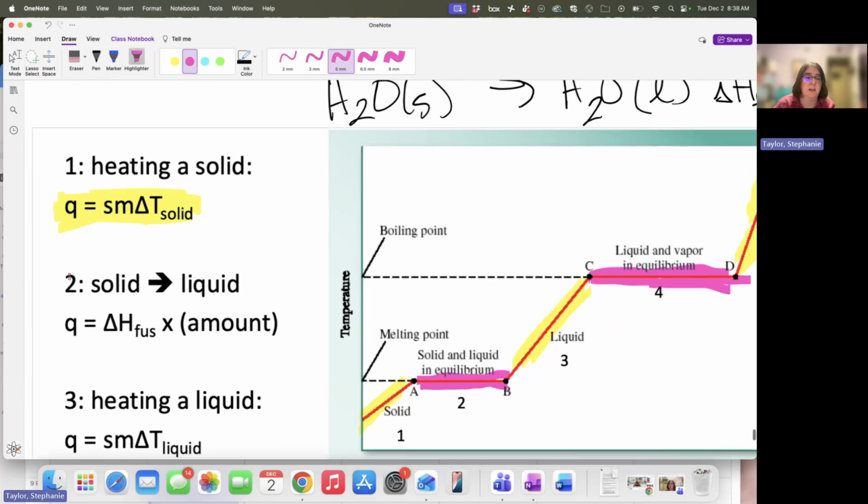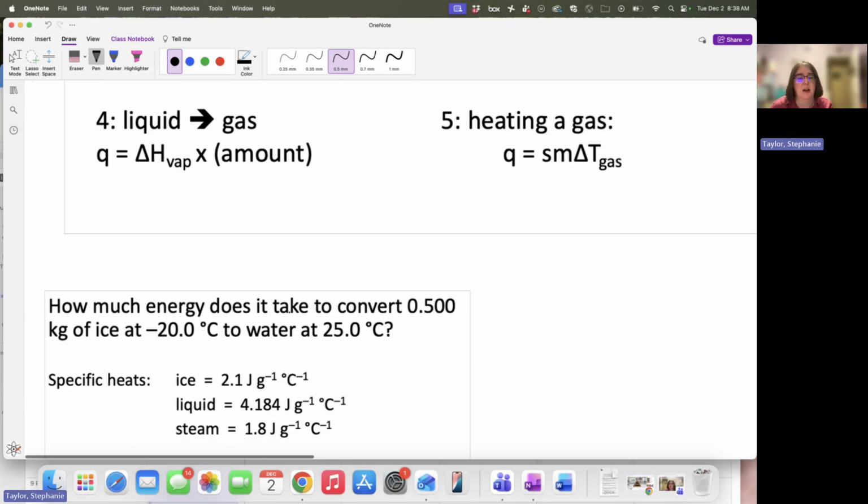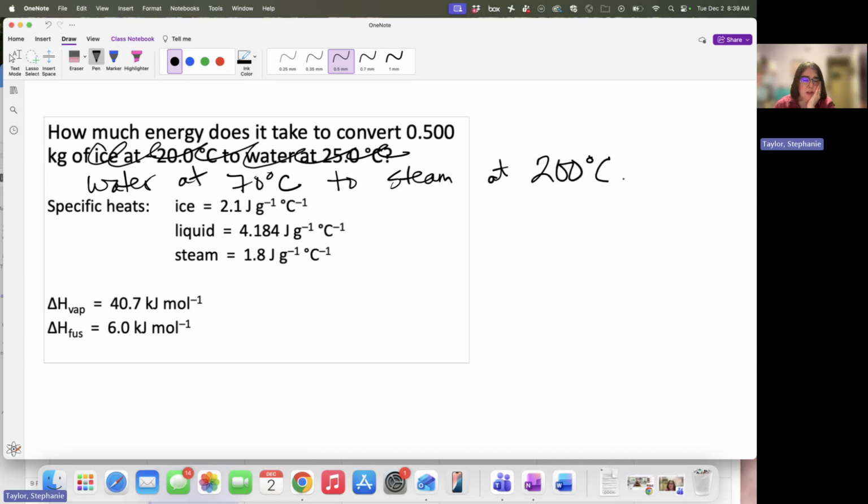So what's going to wind up happening is when you have phase changes, you have one way of doing the calculation. When you're just heating a substance, you have a different way of doing the calculation. So what I'm going to take a look at is the example that I did in class. We're just going to change this a little bit. Just to be different, we're going to start with water at 70 degrees Celsius and go to steam at 200 degrees Celsius.